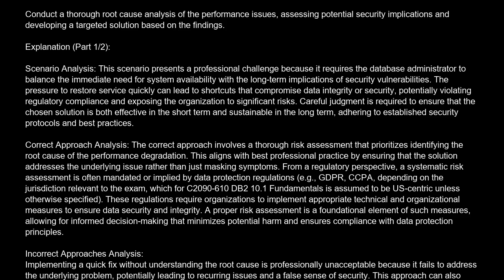The pressure to restore service quickly can lead to shortcuts that compromise data integrity or security, potentially violating regulatory compliance and exposing the organization to significant risks. Careful judgment is required to ensure that the chosen solution is both effective in the short term and sustainable in the long term, adhering to established security protocols and best practices.